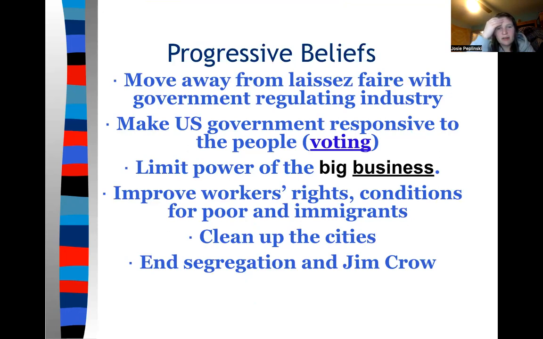Some progressive beliefs included moving away from laissez-faire with government regulating the industry, making the US government responsive to the people, limiting the power of big businesses, improving workers' rights, conditions for poor and immigrants, cleaning up the cities, and ending segregation and Jim Crow.